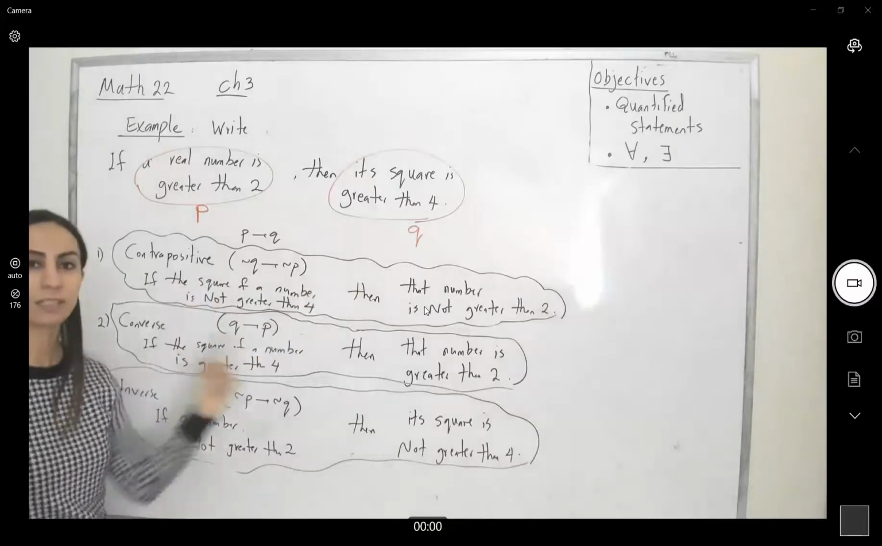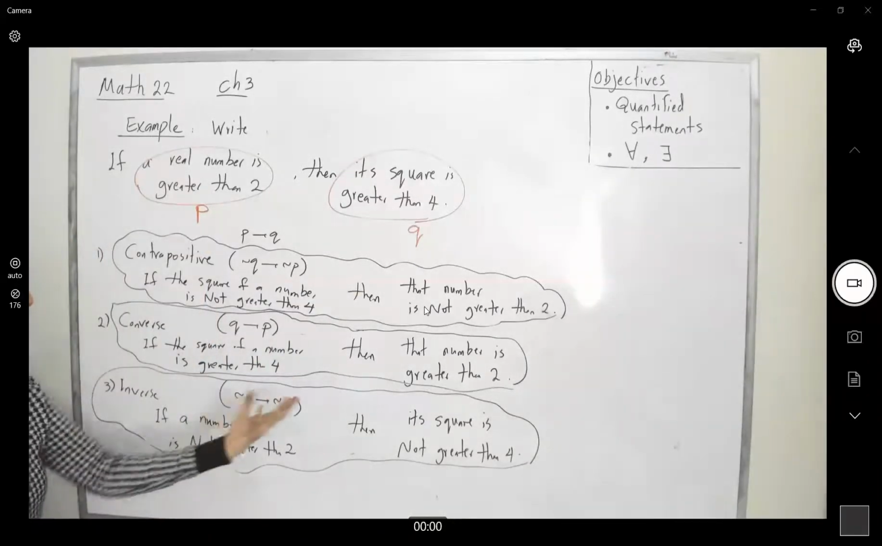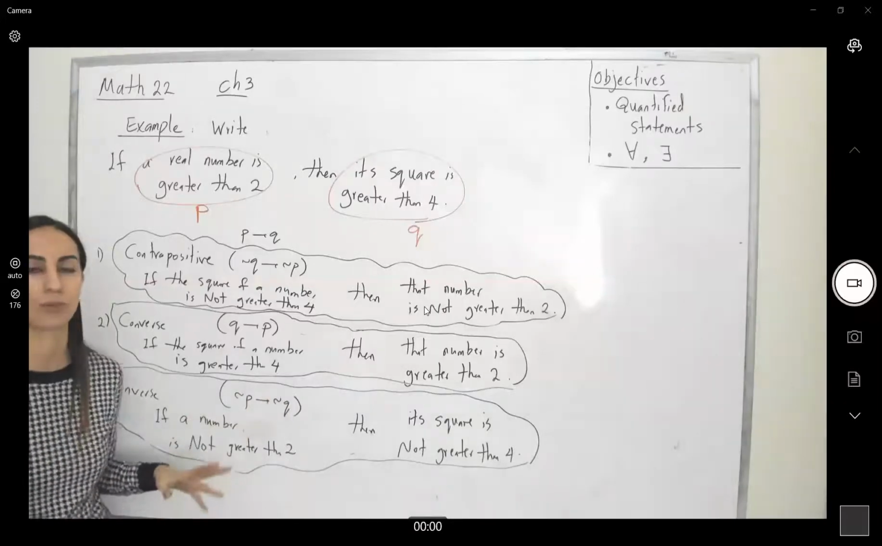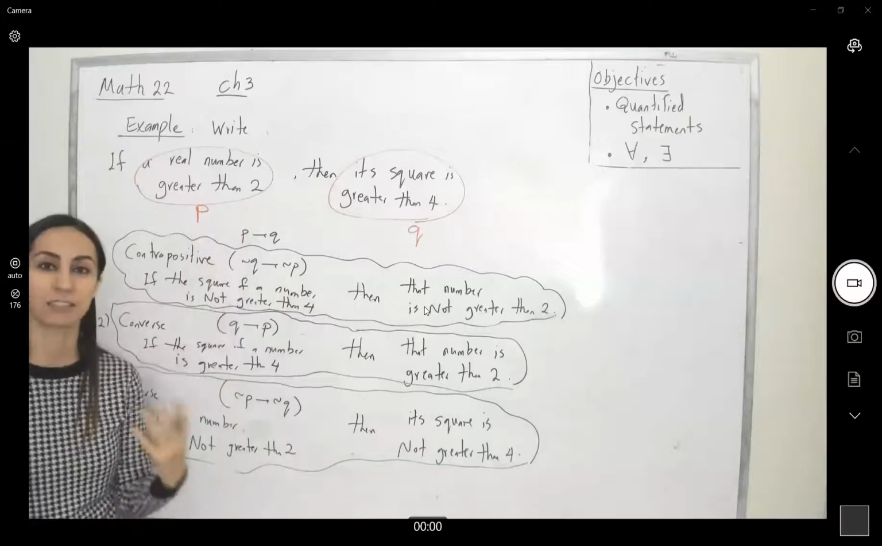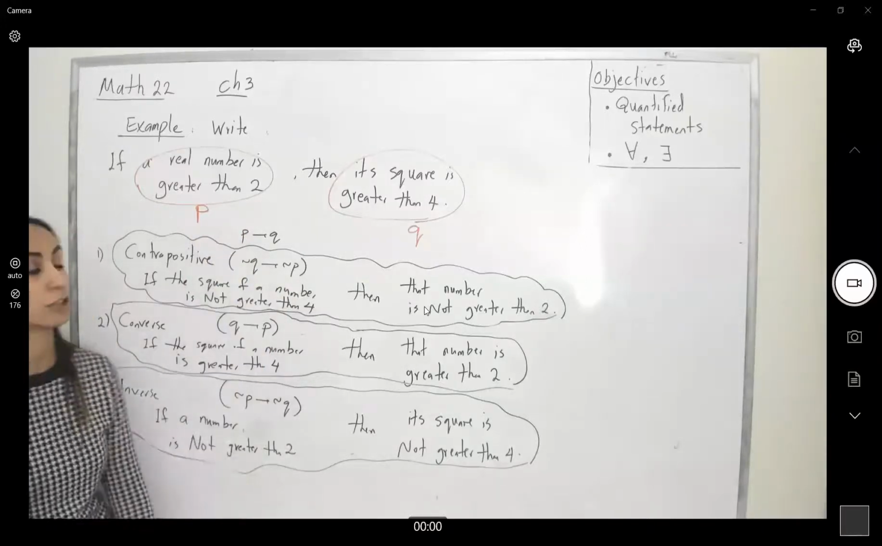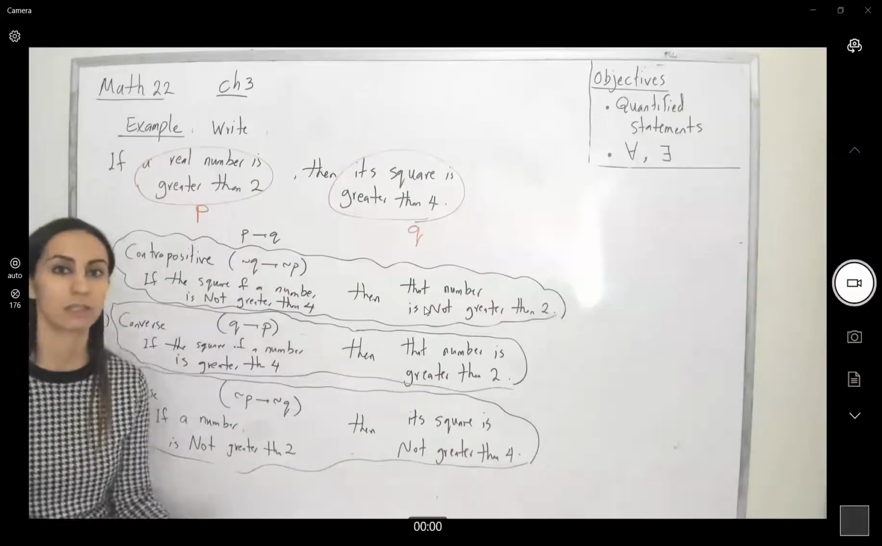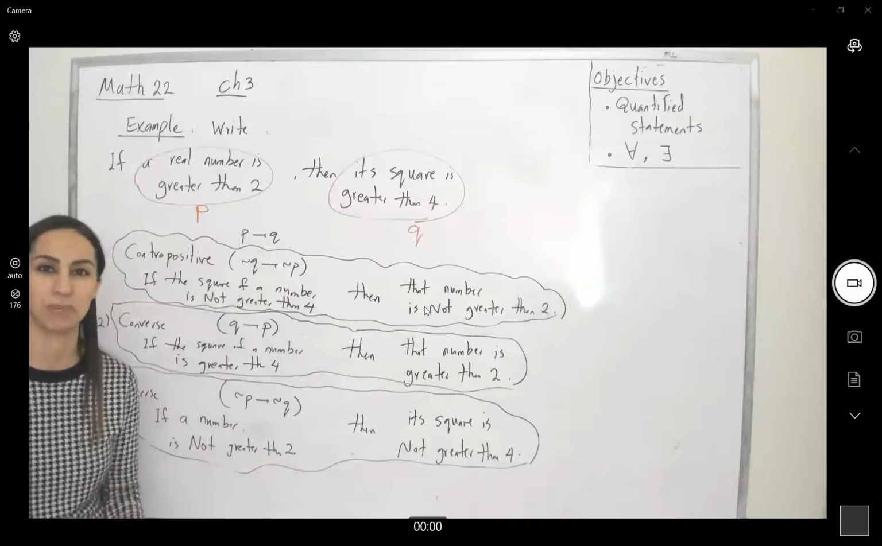Different order, different meaning. Using not as a negation, it changes the statement. So you should be very careful when you translate a statement, when you try to negate it. Is it a conditional statement? Is it converse? Is it inverse? Is it contrapositive? Each one has a different meaning.